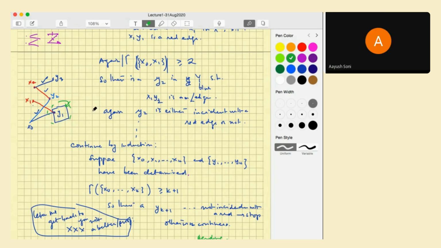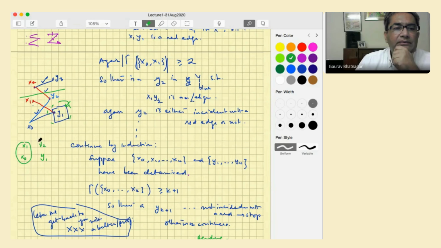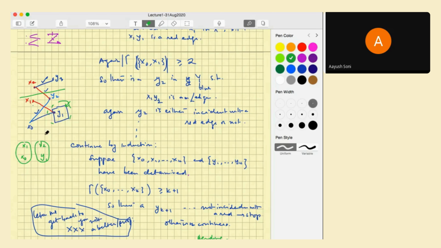Why, Professor? Because then where are we? I mean, suppose we are at this point. Then we have x1 x0 and we have y2 y1, and this number is bigger than or equal to this, but we need an additional third guy. Why do we need the third guy if that happens?